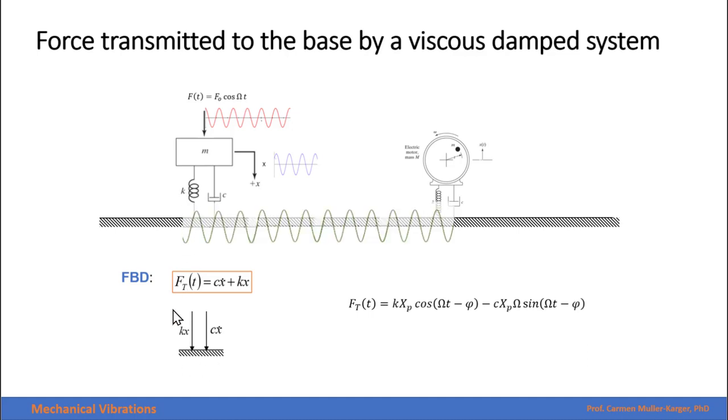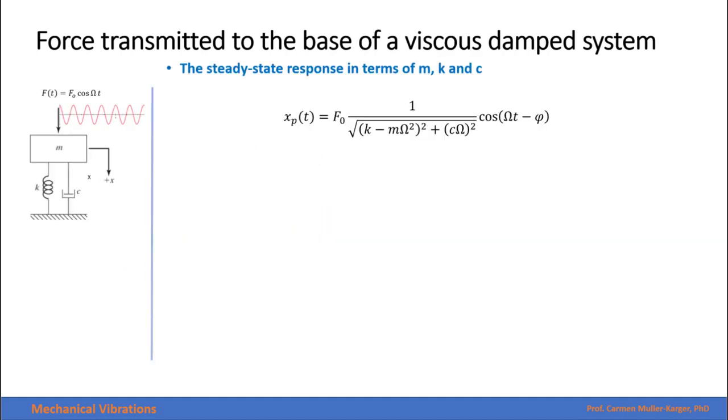We can imagine that this force will travel along the platform and eventually will hit another element, another machine, and that other system could be excited so that it produces a response of the same frequency as the one that excited the other machine. So that's why it's very important to study the forces transmitted to the base. Let's find the expression for the force transmitted to the base or foundation of this viscous damped system.